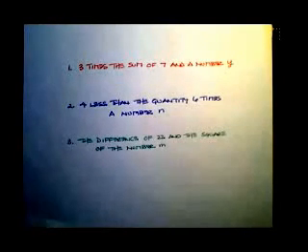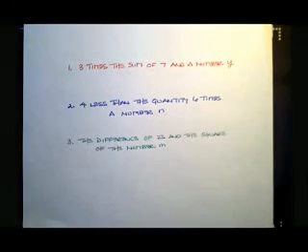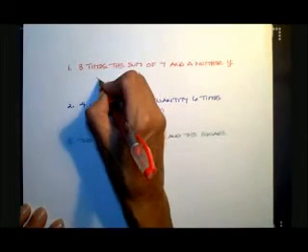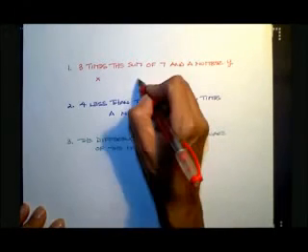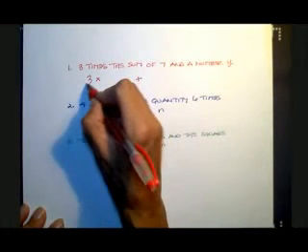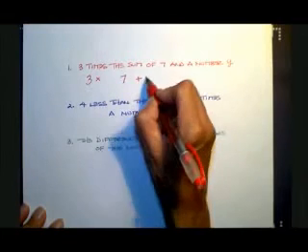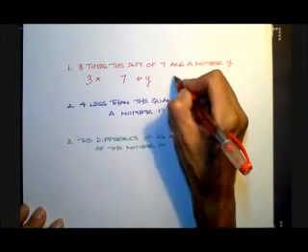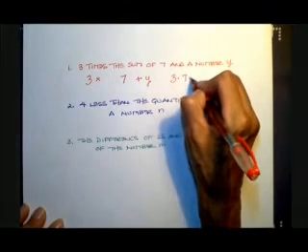The first one says 3 times the sum of 7 and a number. Now we know that times means multiplication, and we know that sum of means addition. So we have 3 times the sum of 7 and a number y. And I can rewrite this in a little bit easier to read fashion.